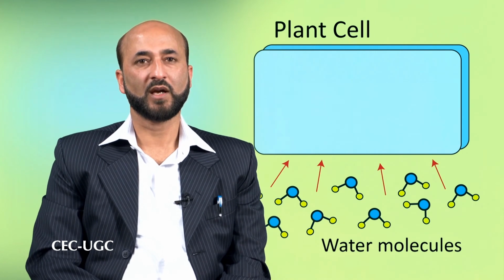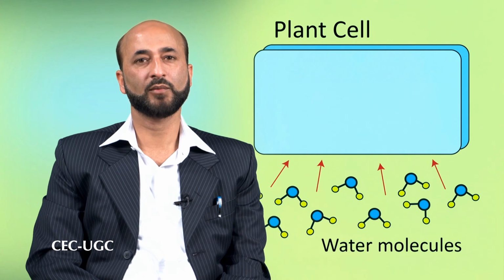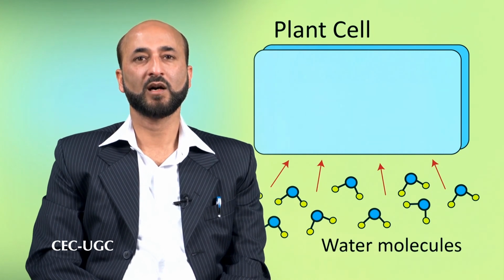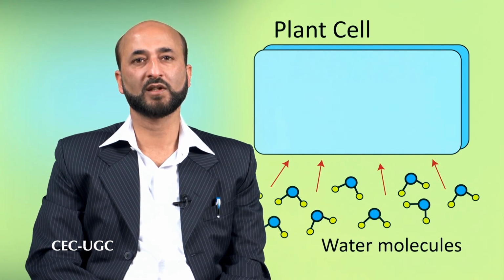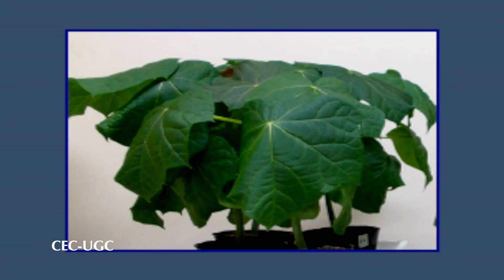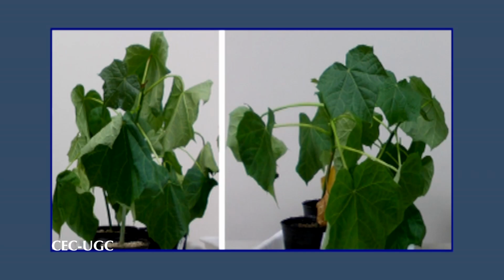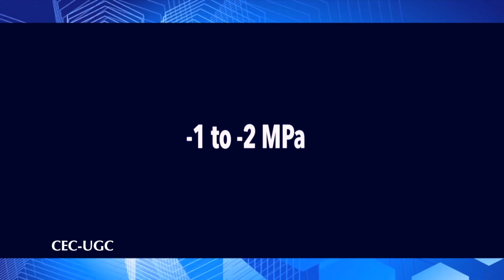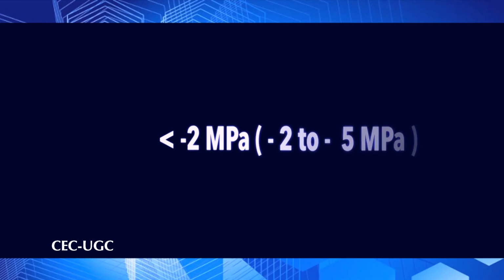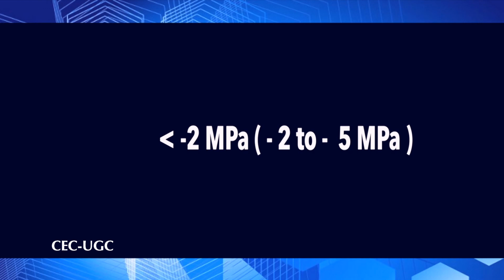Water potential is also a useful measure of the water status of plants. It helps to find how hydrated a plant is and thus provides a relative index of the water stress the plant is experiencing. For example, water potential of well-watered plants is minus 0.2 to minus 1 megapascals. Water potential of mild water stress can range from minus 1 to minus 2 megapascals. And water potential of arid desert climate can be lower than minus 2 megapascals. That is, it can range from minus 2 to minus 5 megapascals.